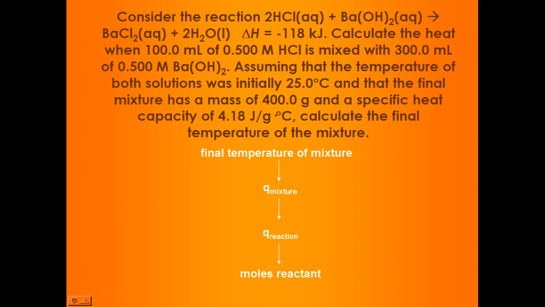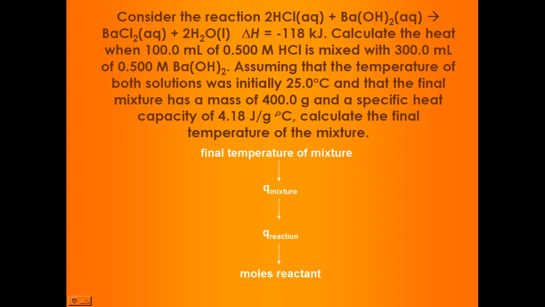So in order to find the Q of our reaction, we need to know how many moles of our reactant we had, so we can set up that proportion and figure out how much heat was released for our reactants. So again, I know that might seem a little bit crazy. You always have to look at it from both the system and the surroundings perspective. What are we trying to find? And then how can we get there with the information we have?